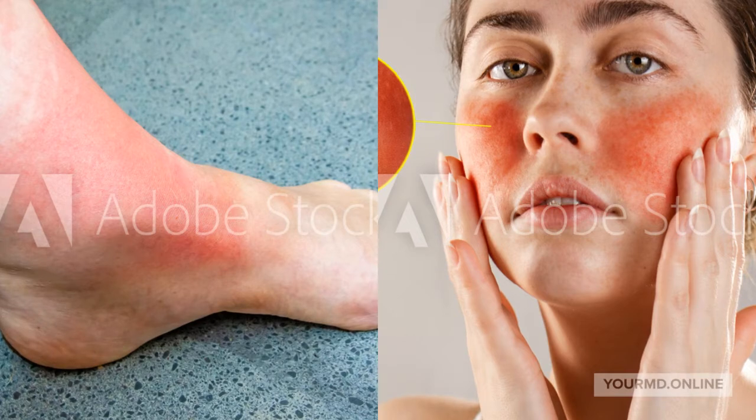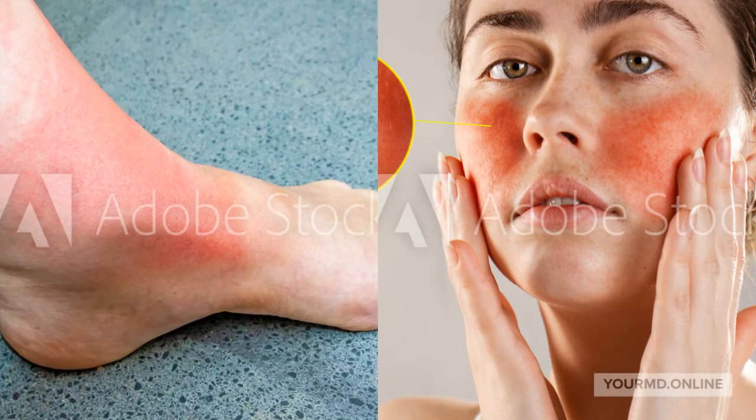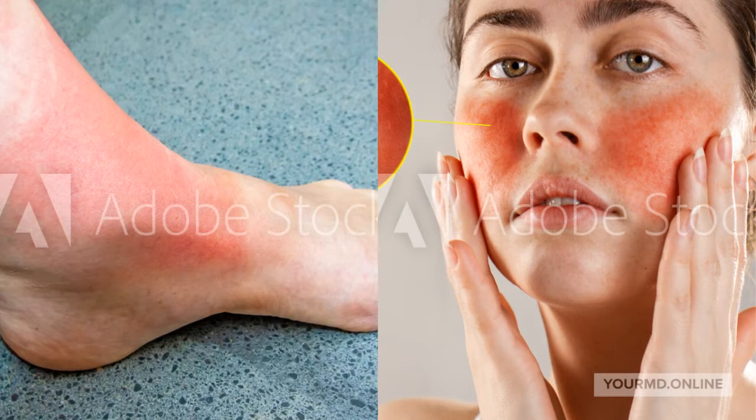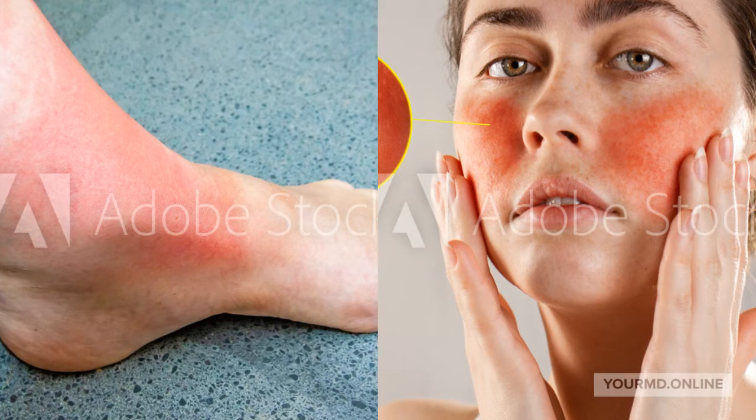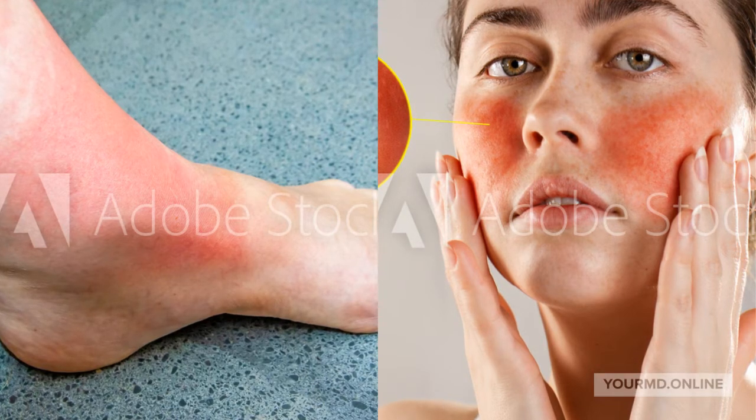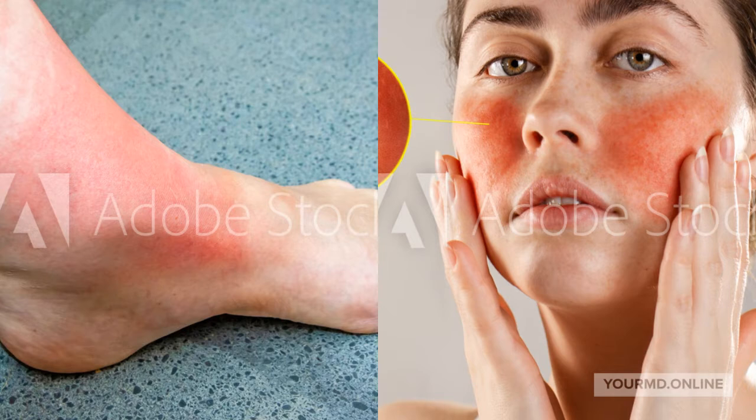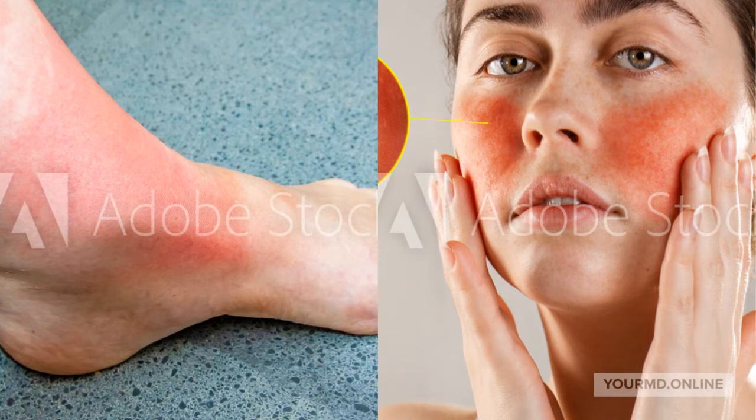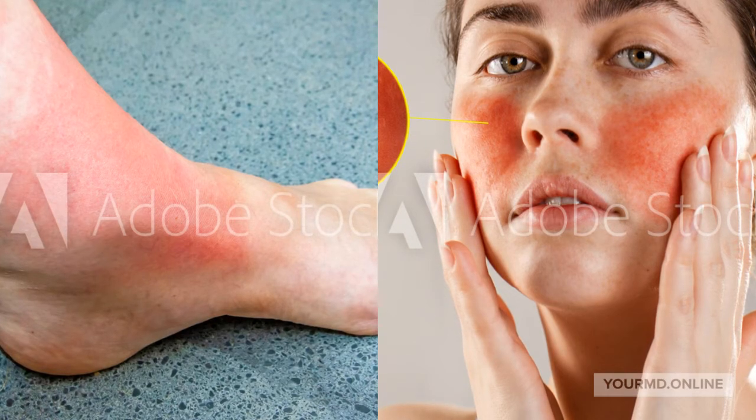On the left-hand side, you see cellulitis of the lower extremity. On the right-hand side is a close illustration of what erysipelas could look like. Usually you see a butterfly pattern, intense redness, orange peel appearance, and incredible swelling compared to cellulitis.